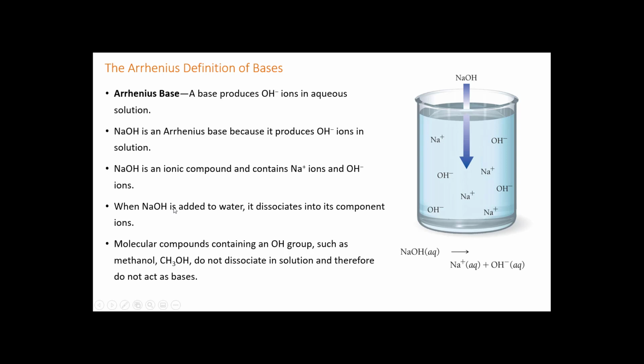Okay, so the Arrhenius definition of bases. A base produces hydroxide ions in aqueous solution. An example here is sodium hydroxide. It's an Arrhenius base because it produces hydroxide ions in solution. It's also an ionic compound, and it contains sodium ions and, again, hydroxide ions. When it's added to water, it's also a strong base, and it will completely ionize or dissociate, so it will only have ions in solution. Again, we'll cover weak acids and bases. Not all of them do this.